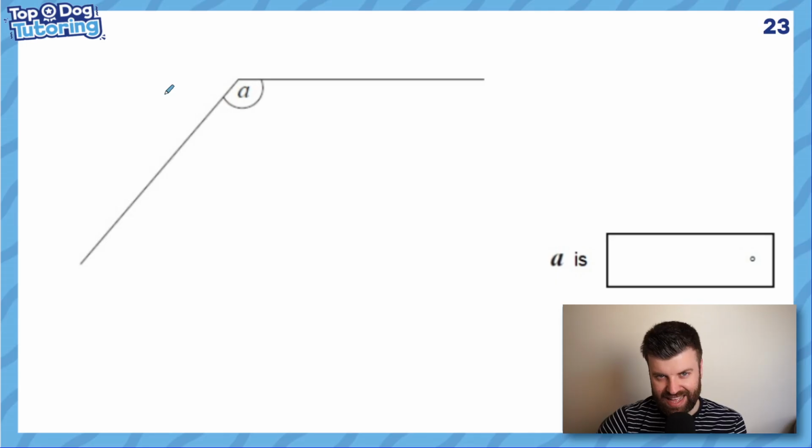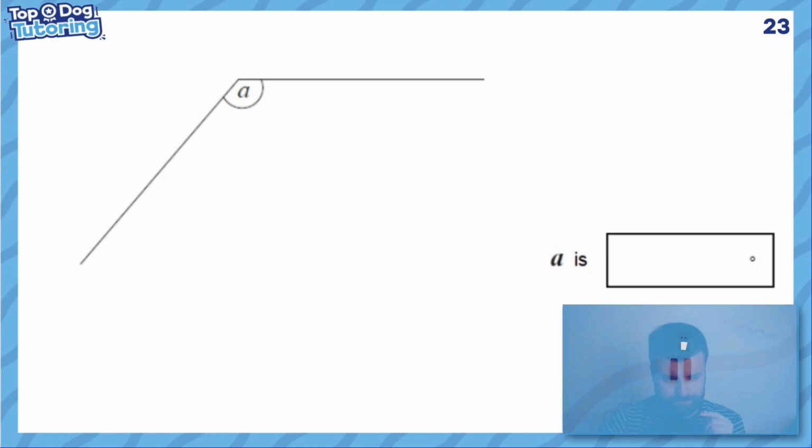Measuring an angle. How can we measure this angle? Have a go. Have a think. How could we measure it? You probably shout at the screen.